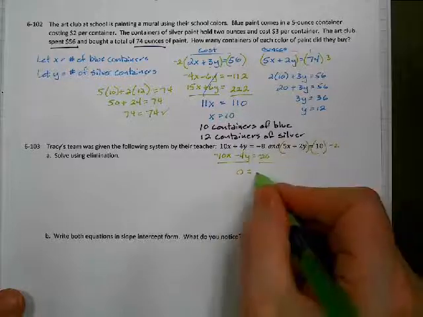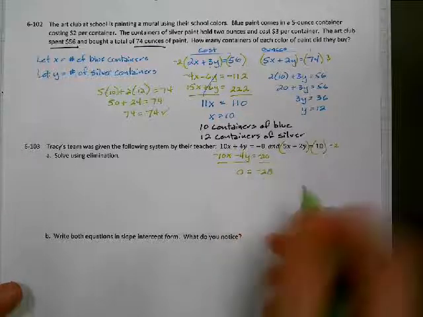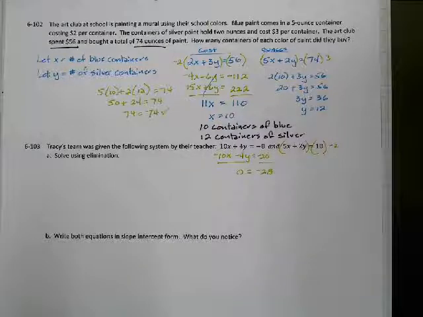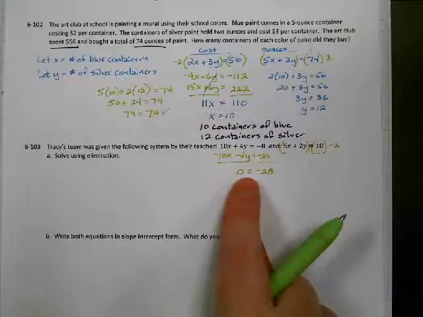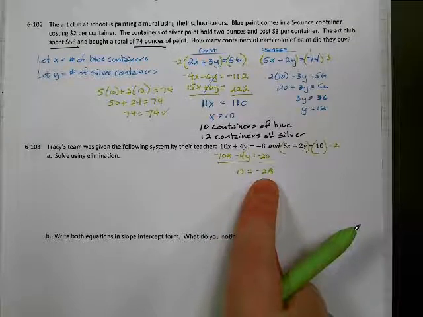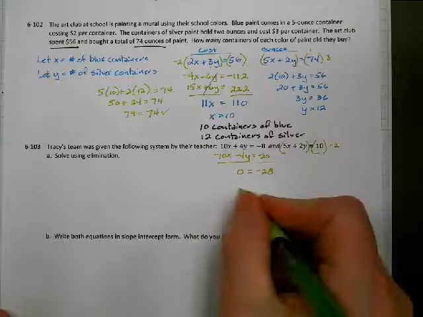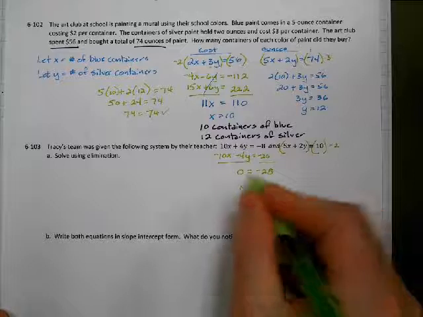Wait a second, all my variables are gone. What's going on here? I get 0 equals negative 28. Usually we say that's no solution, right? No solution, because 0 never equals negative 28.